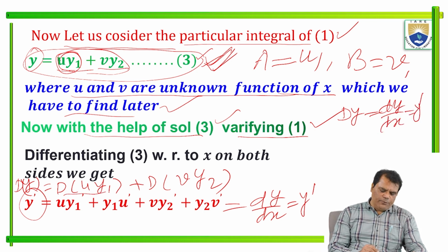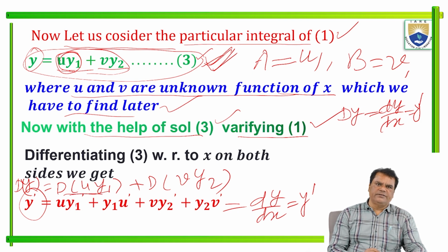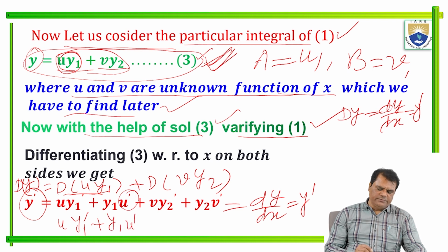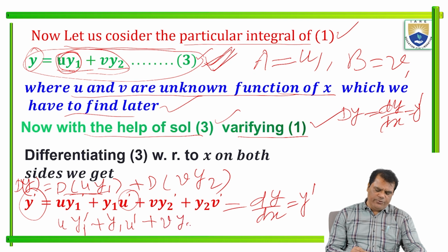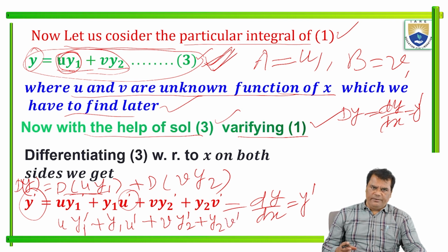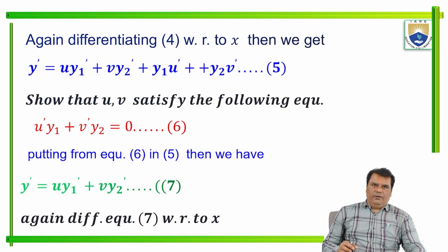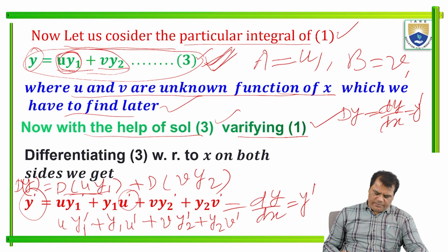Here we apply the product formula: u constant, differential of y1, that is y1 dash, plus y1 constant, differential of u, that is u dash. So u y1 dash plus y1 u dash. Then plus v y2 dash and plus y2 v dash. This is equation number 4.